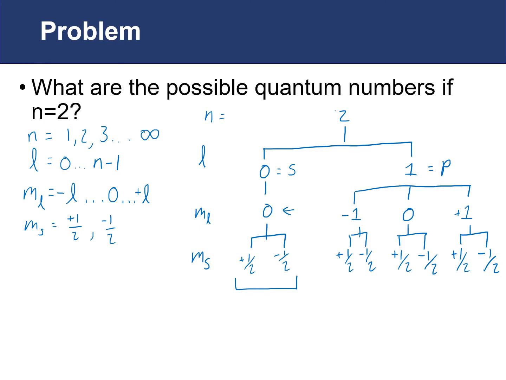In each one of those orientations, there are two different locations that we can put electrons, one having an electron spin up and one having an electron spin down. So what this tells us is that in the n equals 2 shell, we can have a total of 4 different orbitals holding a total of 8 different electrons.